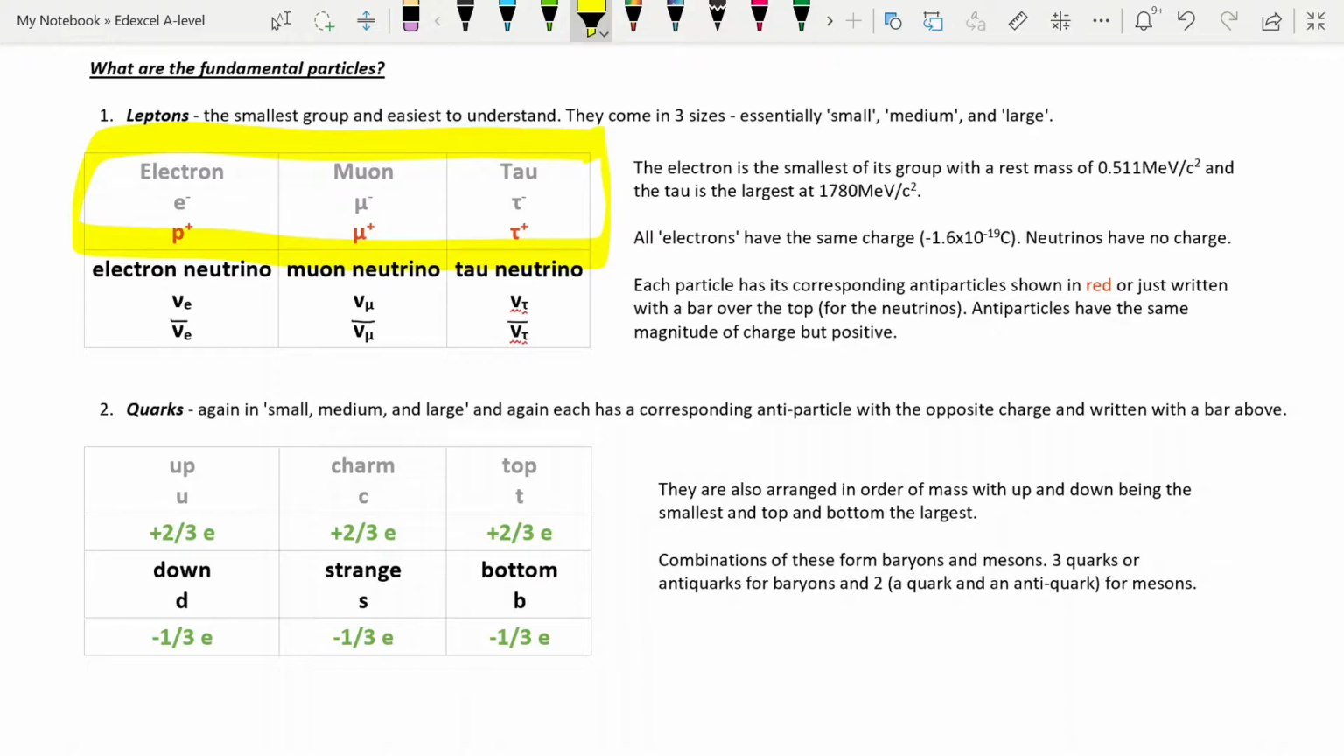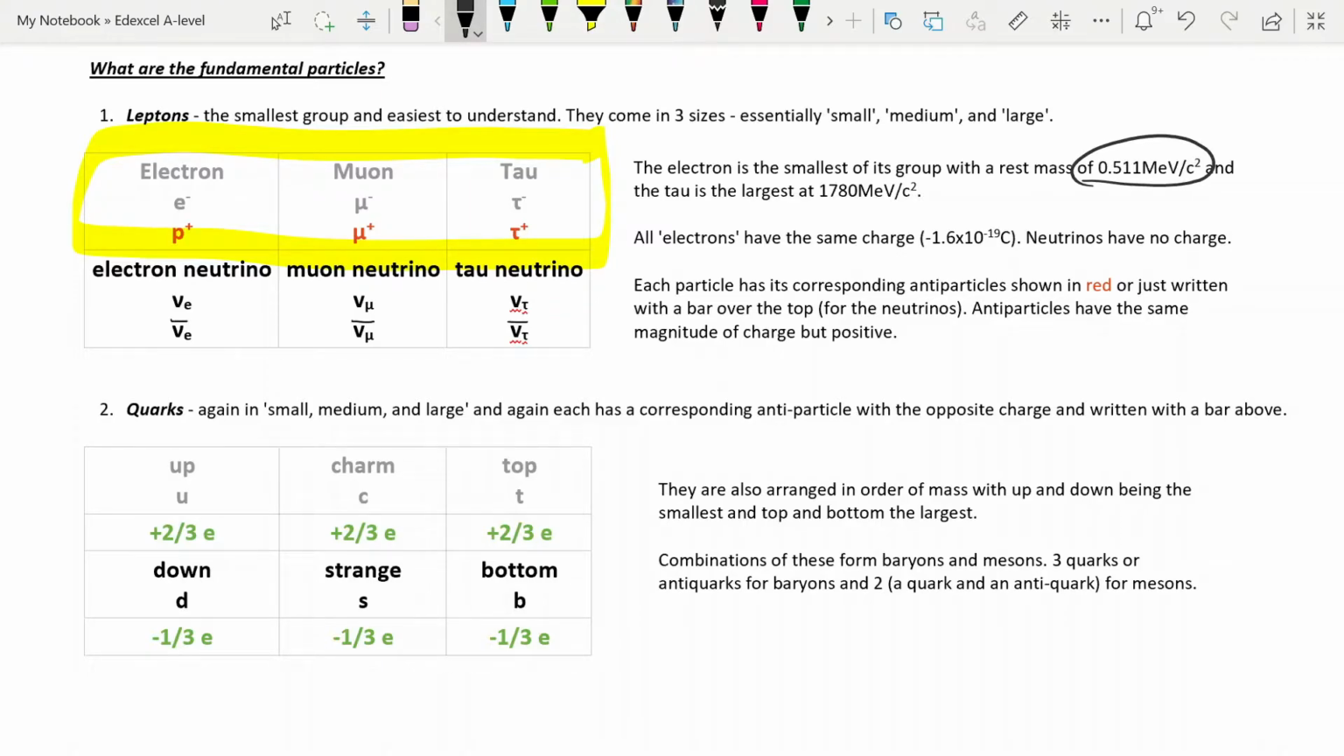So we have the electron and its antiparticle, the positron. They're exactly the same in mass. They just have the opposite charge. Then we have medium-sized electrons, also known as muons, given the little symbol mu like this. And again, it has its antiparticle, same mass, opposite charge. And then the biggest of the electron family is the tau particle. And again, it has an antiparticle. So over here you can see the rest masses of these.